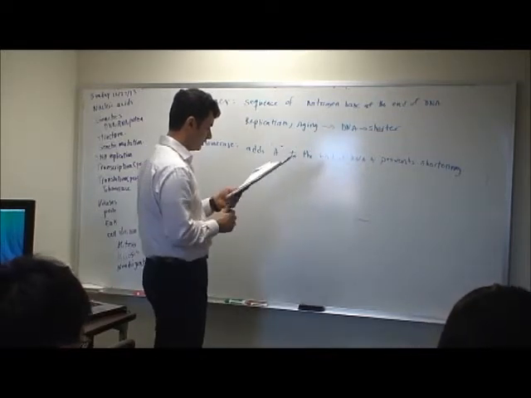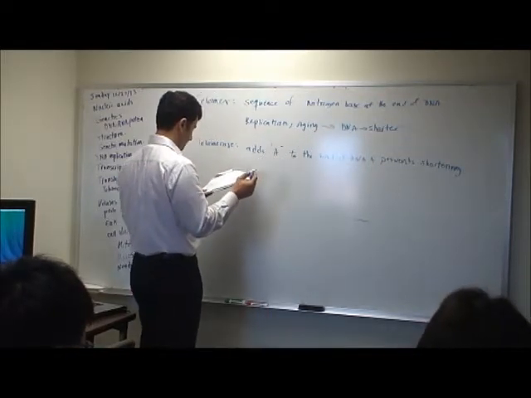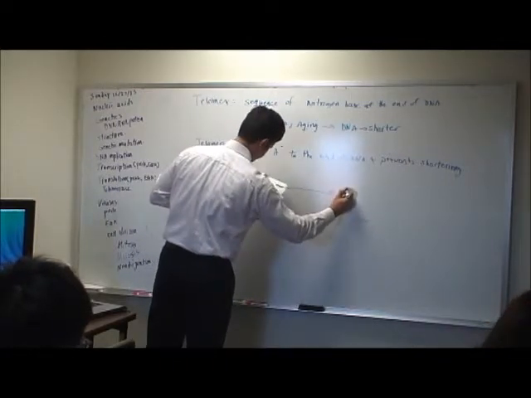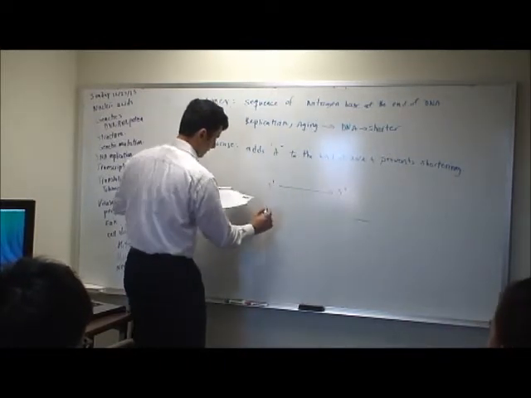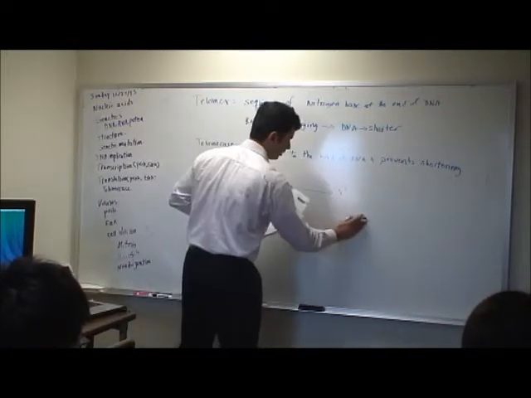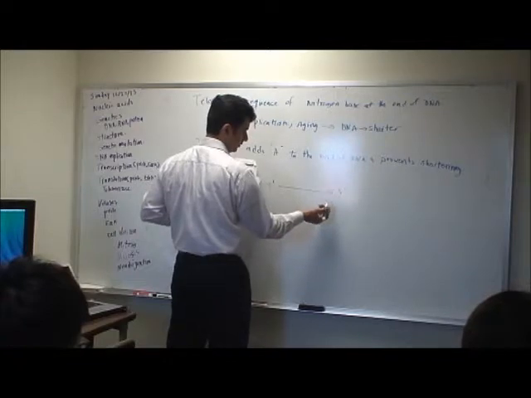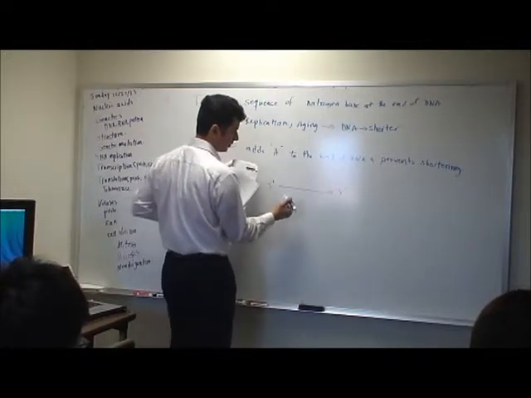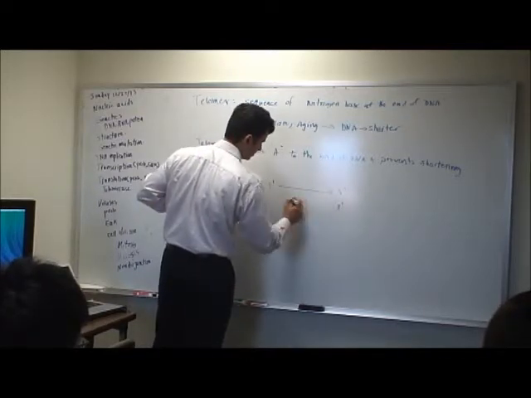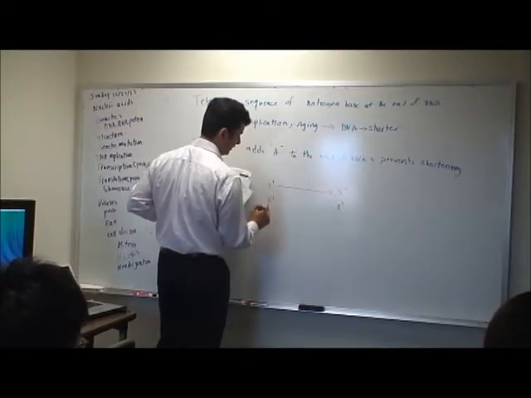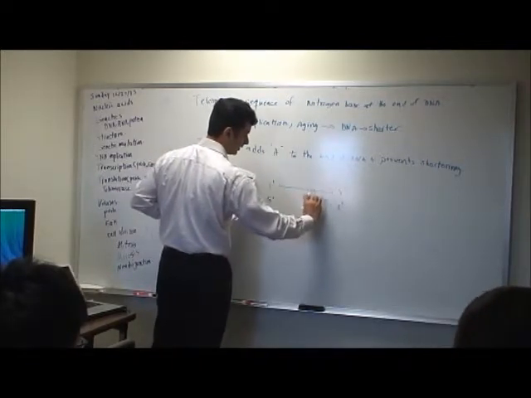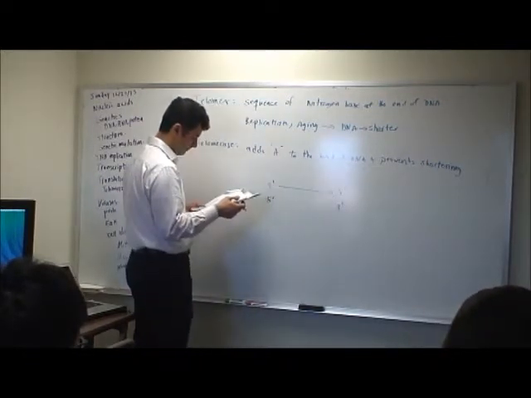So let me see whether I can explain this. So this is a 3 prime and this is a 5 prime, and what you make, again, this has to do with the Okazaki fragments at the end of DNA. So 3 prime, 5 prime, this becomes 3 prime, 5 prime, and so you have to make it this way.